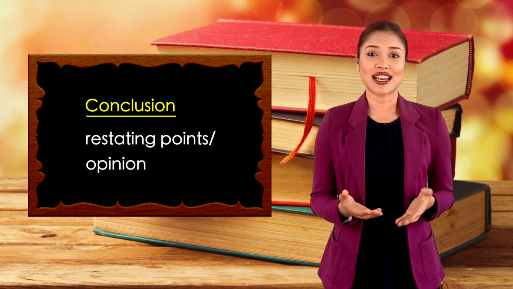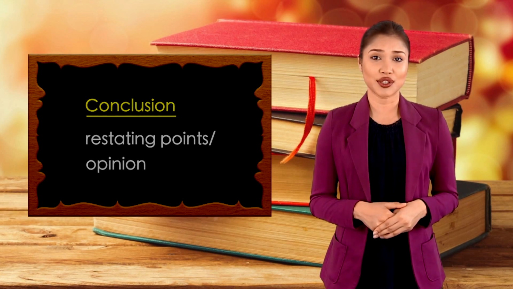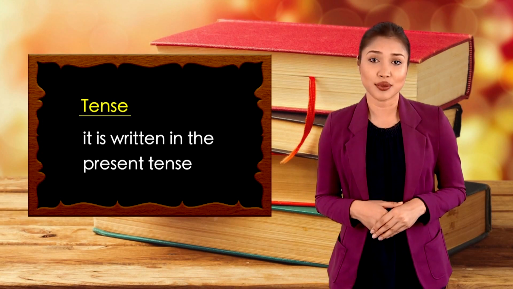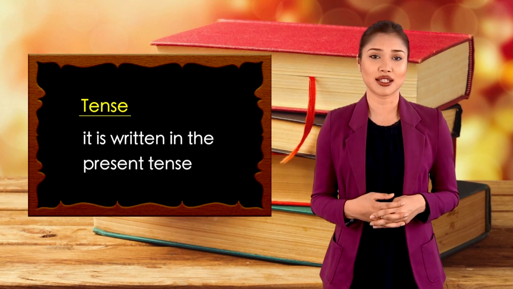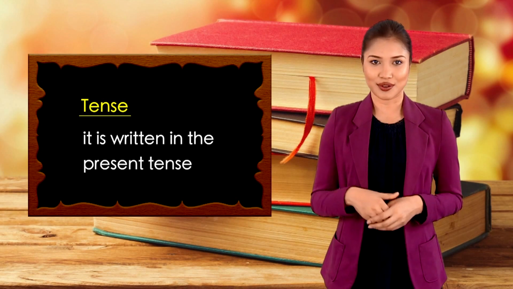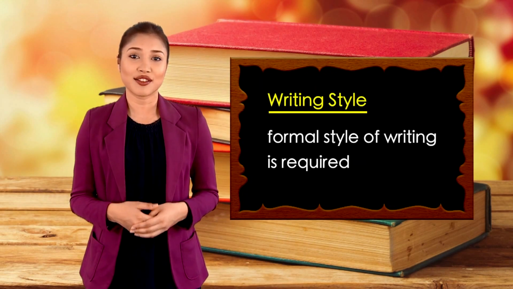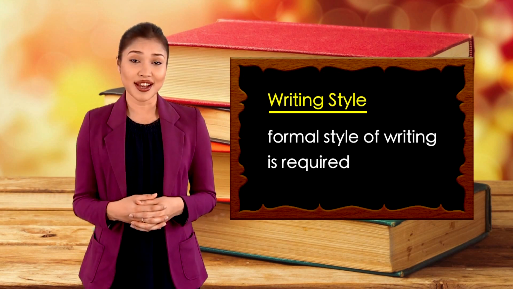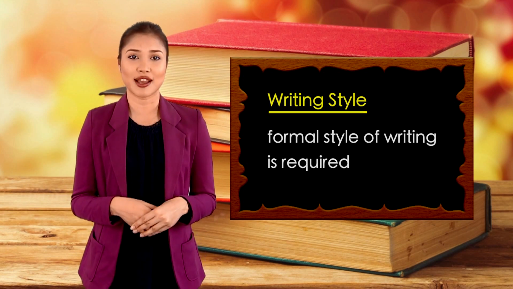Since the argumentative essay is almost always about current issues, it is written in the present tense. Unless the writer wants to include historical facts into the argument, then the past tense should be used. As the aim of the argumentative essay is to persuade readers, a more formal style of writing is required. You are not encouraged to use literary devices or dialogues in this type of essay. Now that we know what an argumentative essay is, let me show you some tips on how to write it.